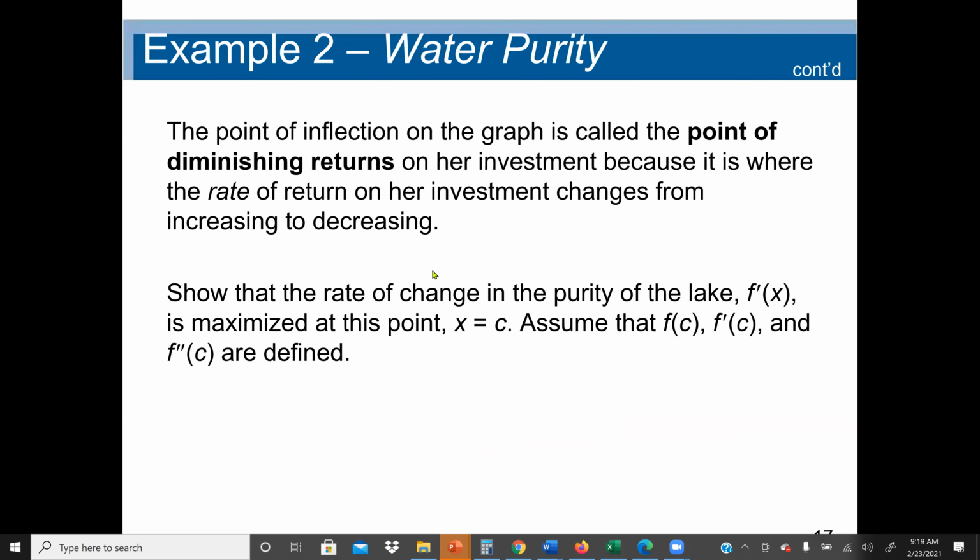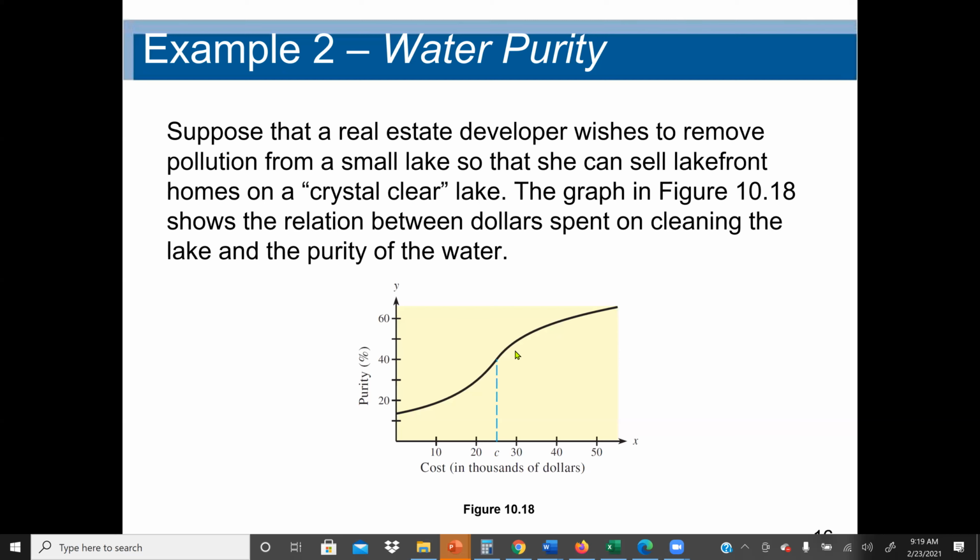Still, based on this graph, I'm getting a positive. I'm not losing money yet. If the graph went all the way down, it means I should stop the investment. I'm spending more, but the purity is getting lesser, so that means I'm wasting money. It's increasing, but I'm not gaining a good result as in the beginning. So there is a diminishing of the returns.